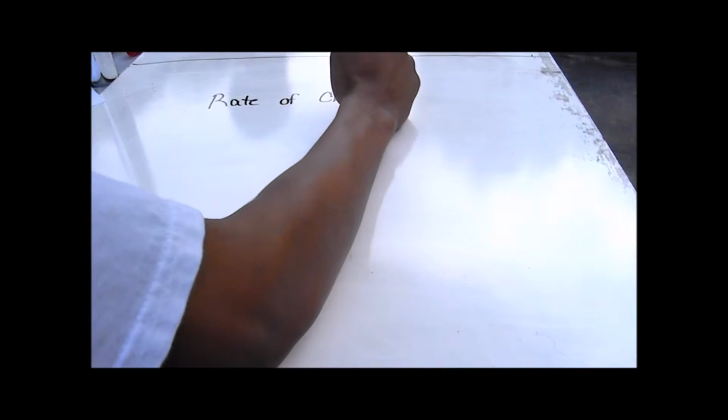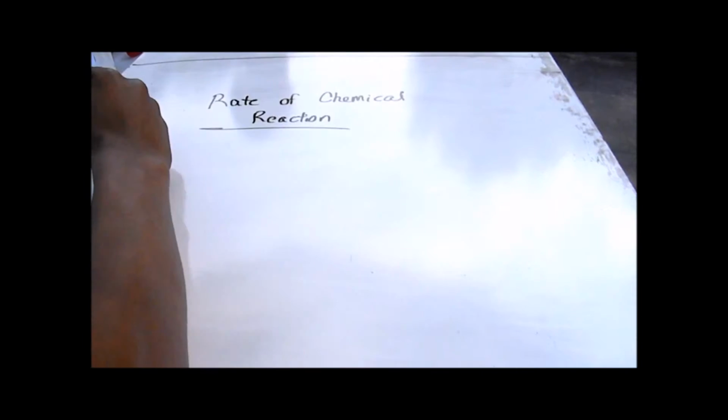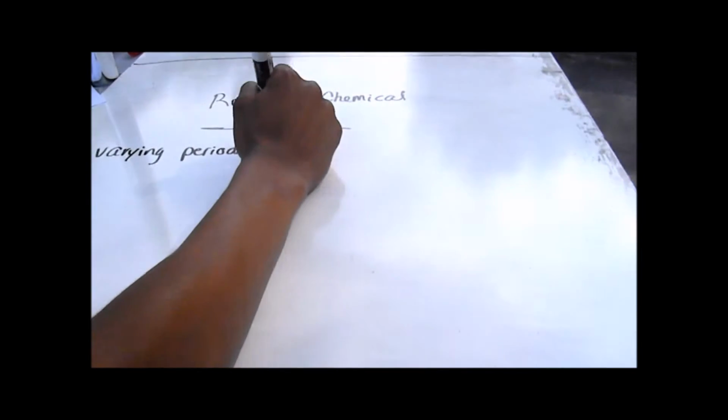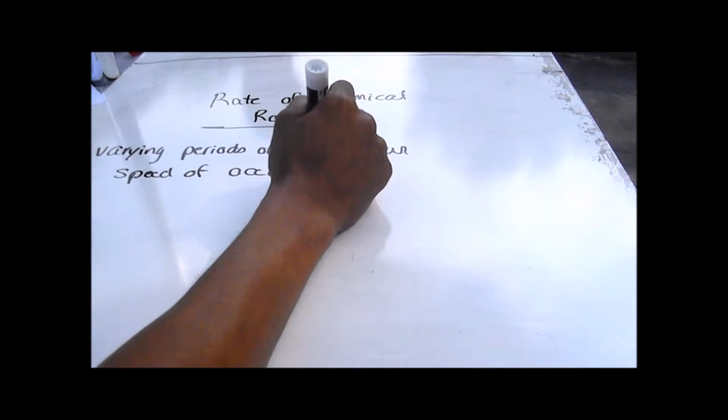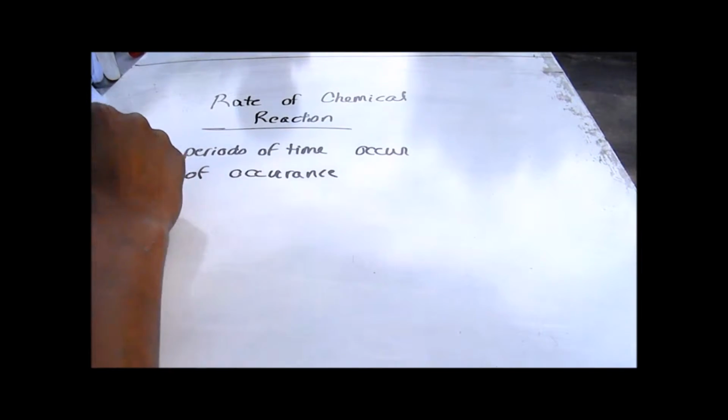So there are a couple of factors that affect the rate of a chemical reaction. Chemical reactions have different rates, meaning they take varying periods of time to occur. The rate of the reaction is the speed at which the reaction happens.